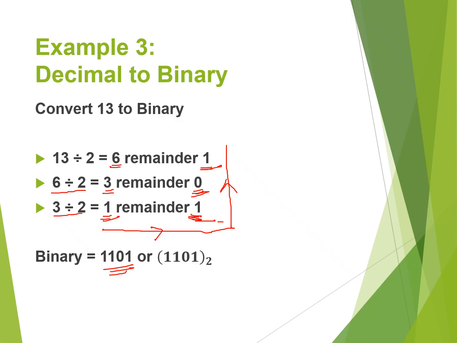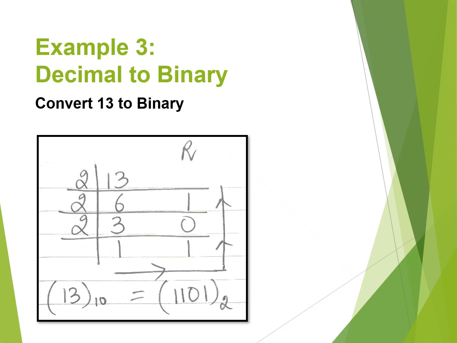I cannot write 1101 without the base 2. Otherwise, I may also read it as one thousand one hundred one. So I have to represent that it is a binary number with the base 2. This is another way to represent the answer for the same question, 13 decimal number to binary, where we have used a division form. 13 is divided by 2, 6 is divided by 2, 3 is divided by 2 until we get 1, and the remainders are written in a separate column.